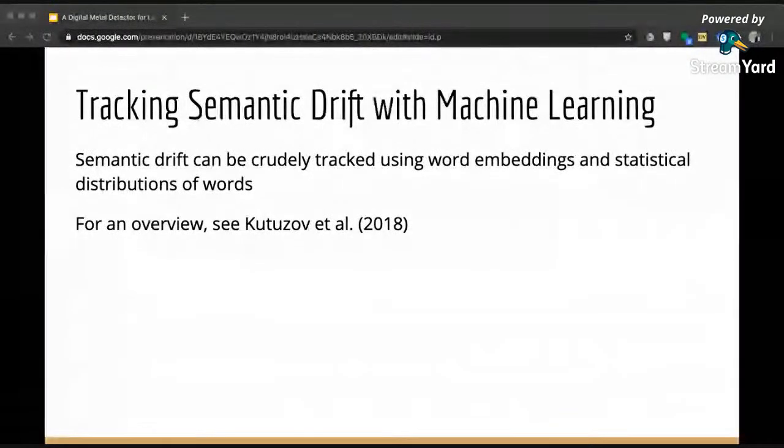And the way that we could do this is we could use machine learning to track semantic drift. This has been done in a number of languages already.